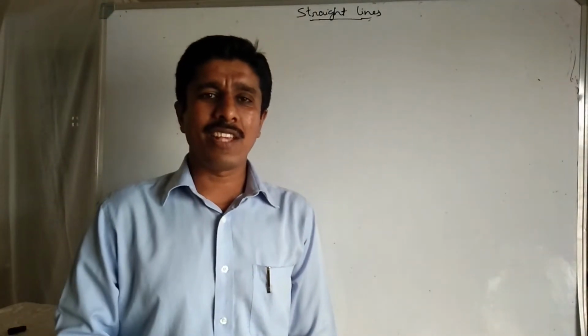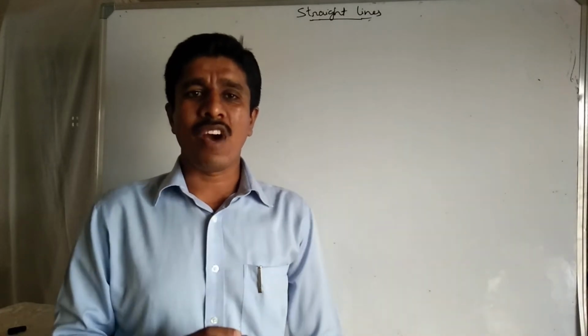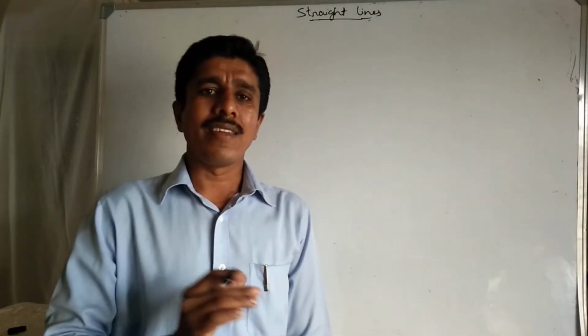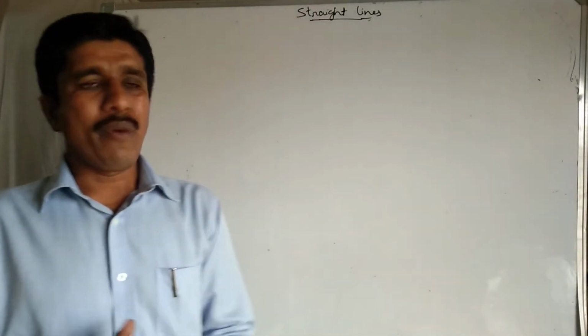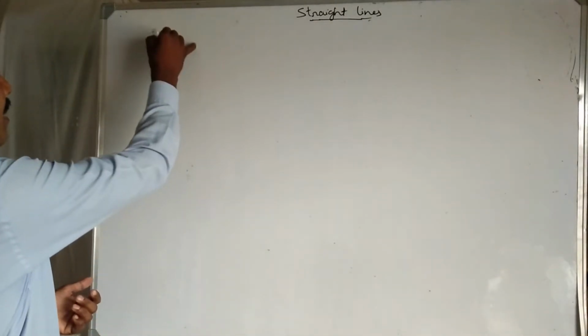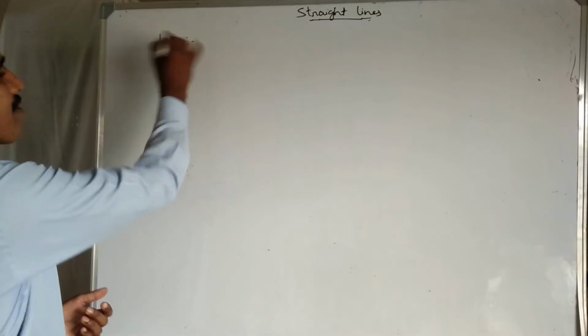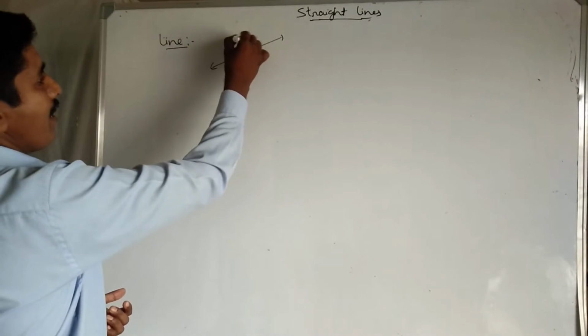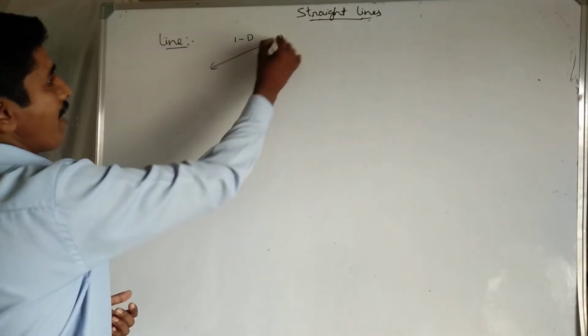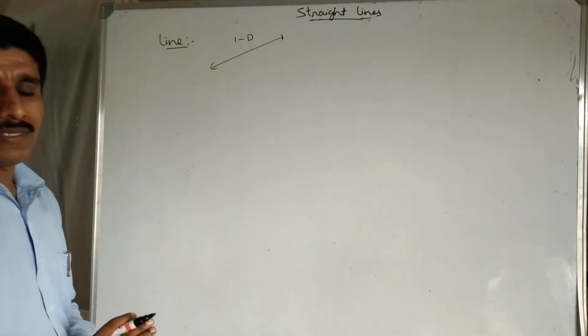In the last class we have seen some important formulas: straight line, inclination of a line, slope of a line. We shall recall them, very important. Line or straight line. Line means it is always straight. Clearly it is a one-dimensional figure. It extends infinitely in both directions.